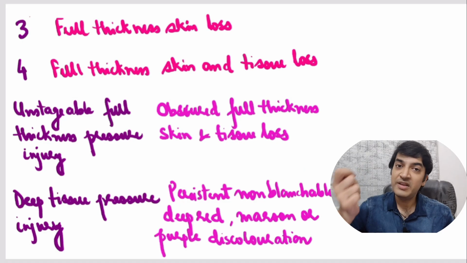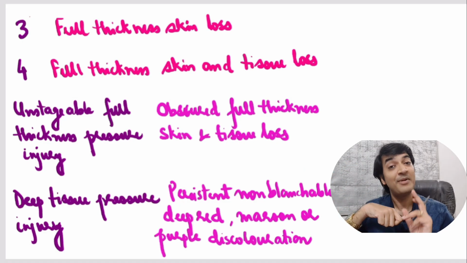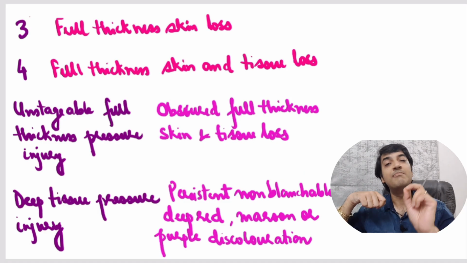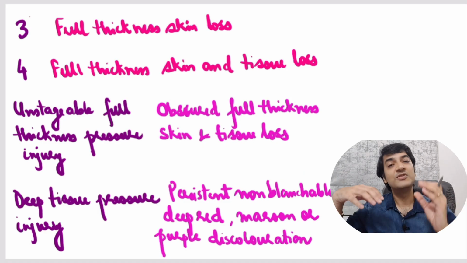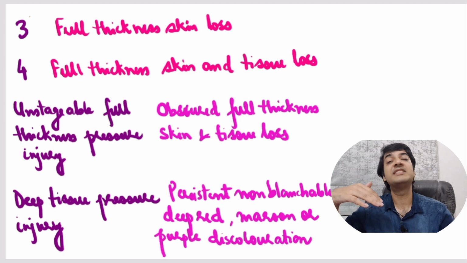What is stage 4? There is full thickness skin loss along with the tissue loss. Now tissue loss has also happened, so now you will be able to see the muscle, tendon and bone, and also there can be a loss of muscle also. So there can be involvement of all muscle, tendons as well as bone. So this is your stage 4.